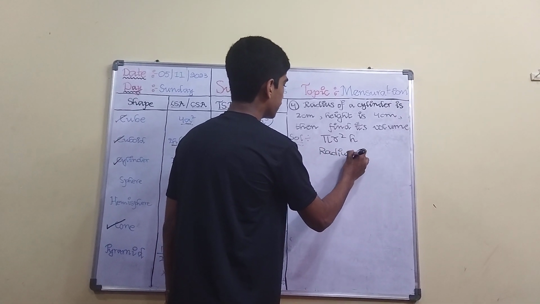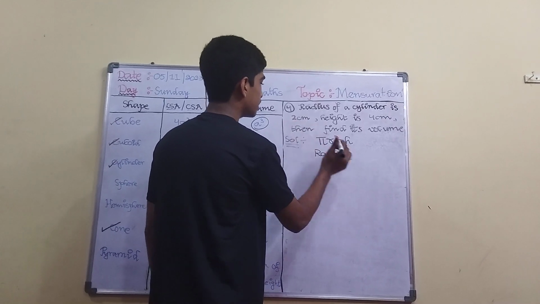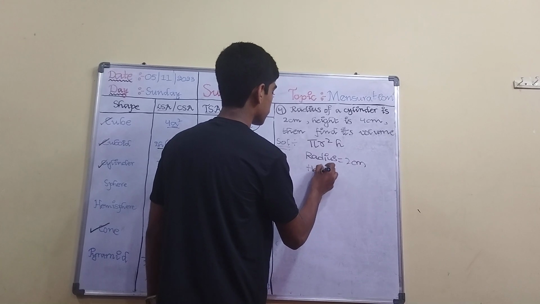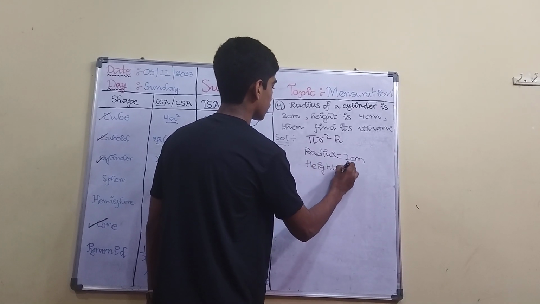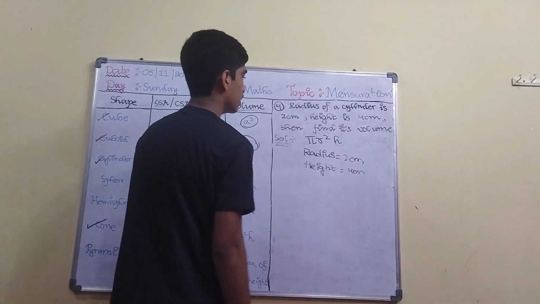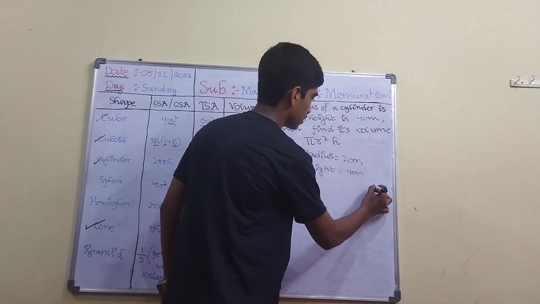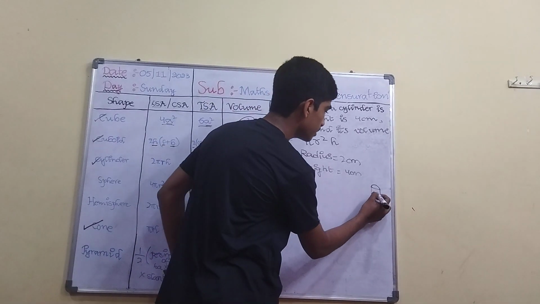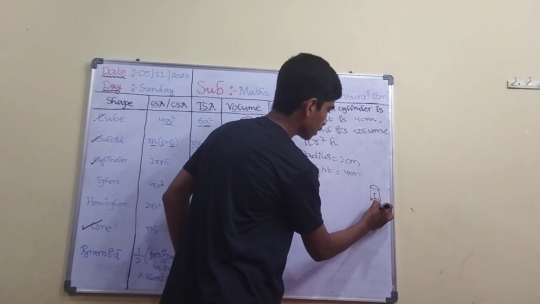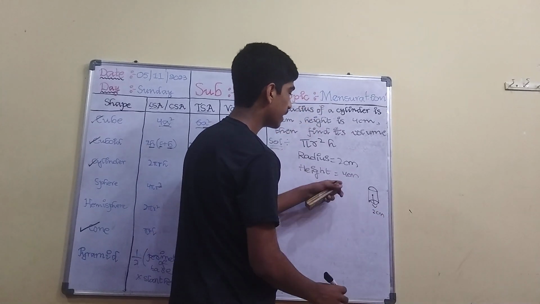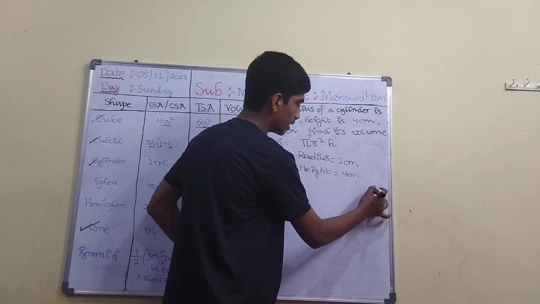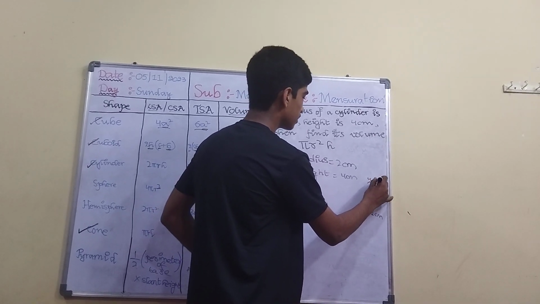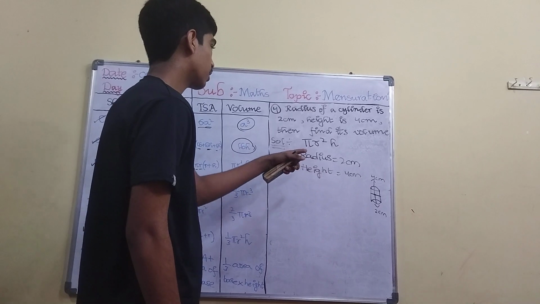Write all the given conditions. Radius is 2 centimeters. Height is 4 centimeters. Cylinder. Radius is 2 centimeters. And the height, not slant height, whole height. The total height should be taken. This is the total height. This is 4 centimeters. So this is the given condition. Formula is pi r square h.